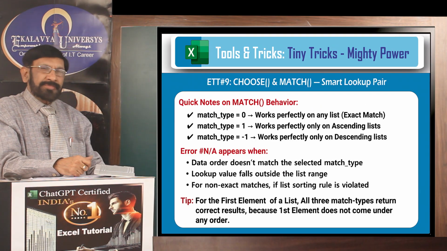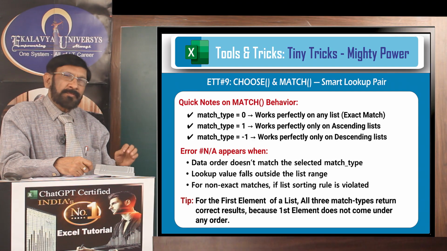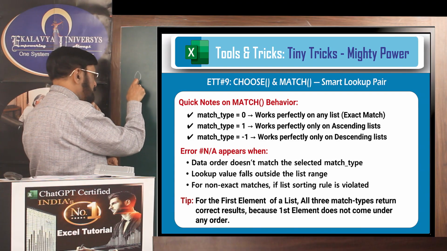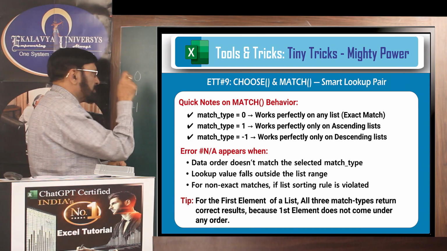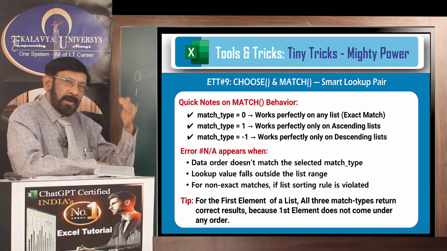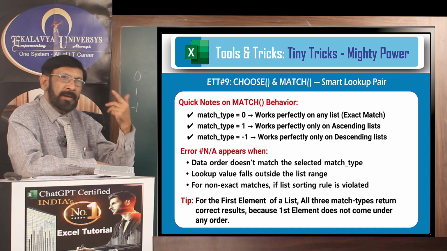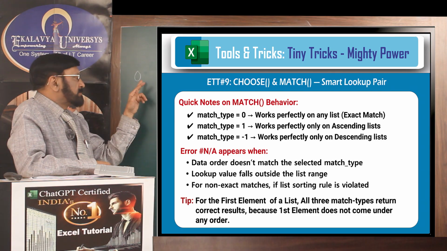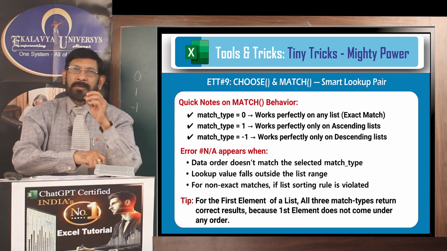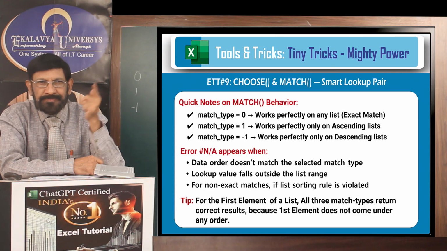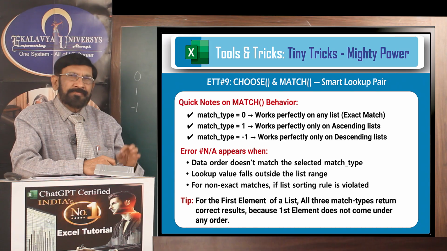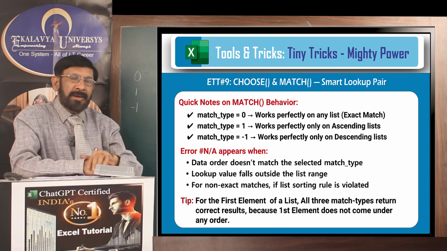Regarding the third argument, match type, I have to explain a few more points. Already I told you there are three match types: 0, 1 and -1. 0 is generic. That means it can be used for an ordered list, either ascending or descending order, or an unordered list also. That is generic. As far as 1 is concerned, we can use it only for an ascending order list, and -1 we can use on a descending order list.